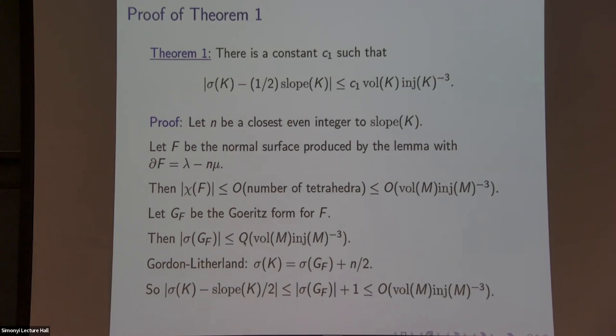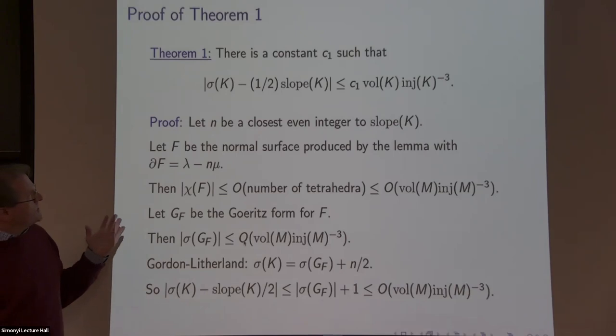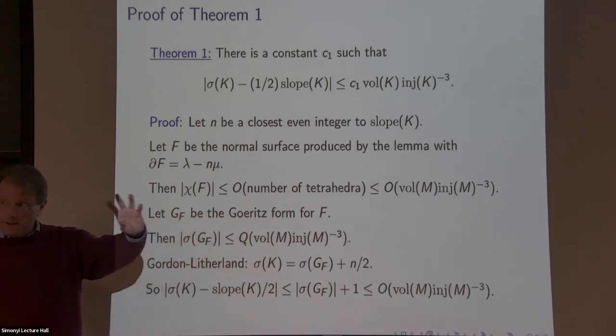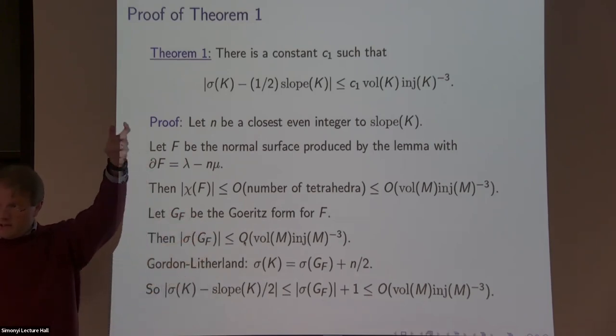Sorry, what is the typical order of magnitude of how the volume of K relates to, say, sigma of K? This is my question. In fact, I want to ask: are they bounded? Yeah. Right. So it's a good question. There are examples where the volume is bounded, but the signature is unbounded.